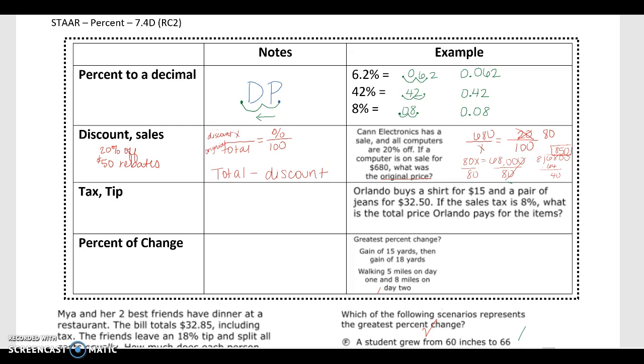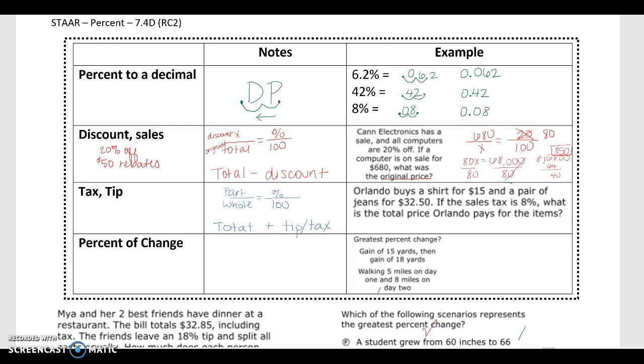All right, the next one says tax and tip. Tax and tip are usually a percentage, right? So yet again, we're going to use our proportion, part over whole is percent over 100. And tax and tip, do you pay less or more? You pay more, right? So you're going to take your total and you're going to add tip or tax. It's an additional cost that you have to pay.